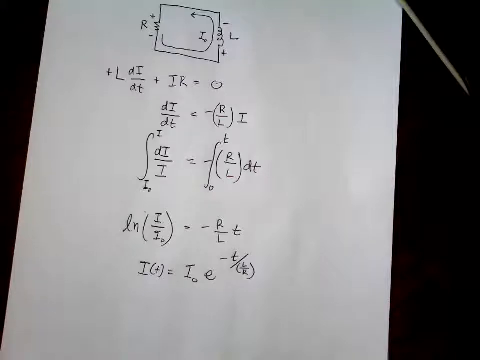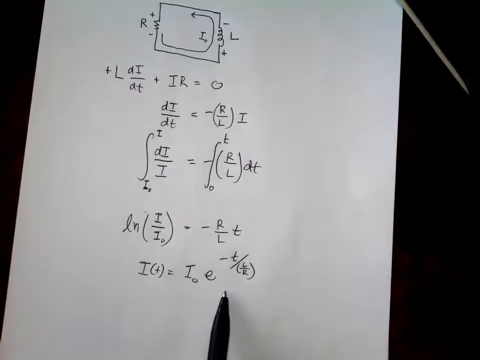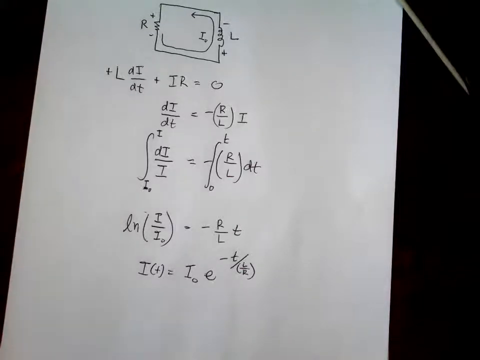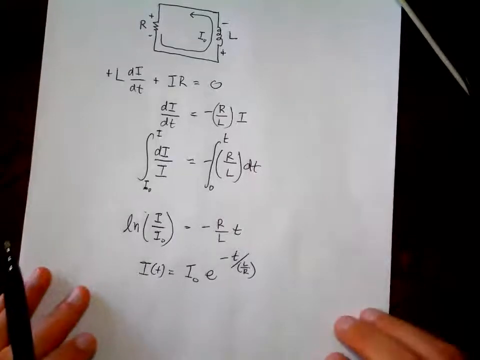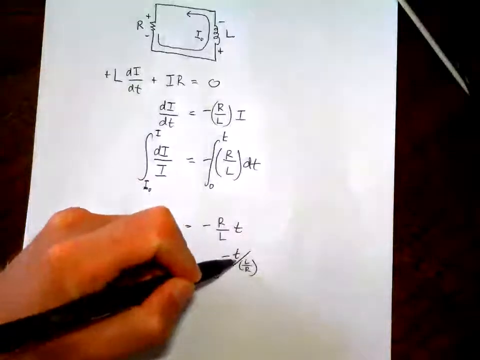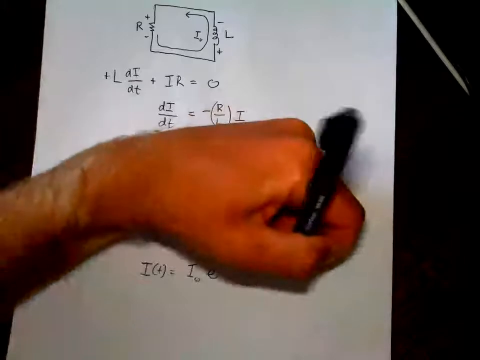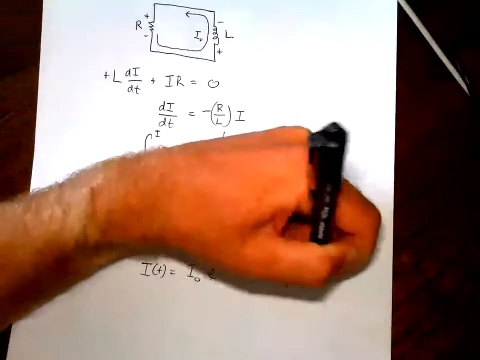Now, one of the things I wanted to say is that, remember how I said if you didn't have the inductor, the current would go to 0 immediately? But since you have the inductor, the current still goes to 0 eventually, but it just takes more time. So the inductor keeps the current going longer than you might otherwise expect. You can see that the time is compared to L over R. So what that means is that the time constant is L over R.